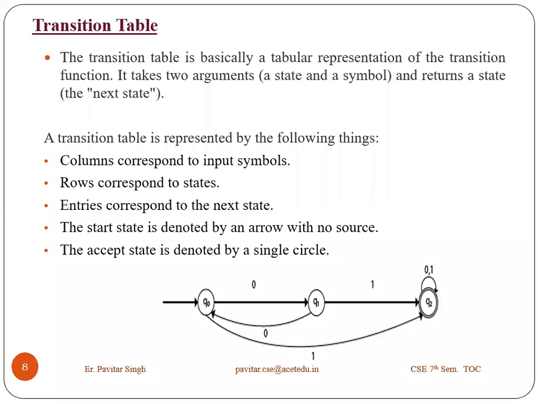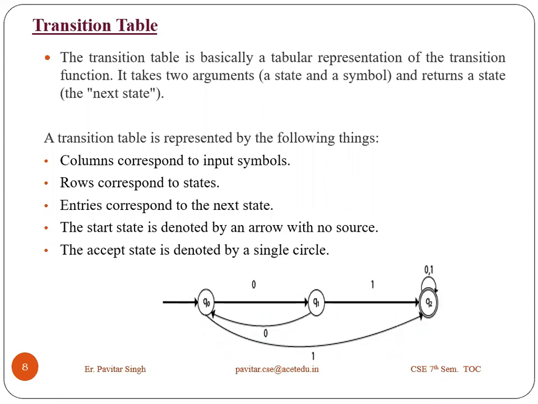The start state, that is your initial state, is denoted by an arrow with no source. So this is your initial state, that is your start state. And this is your final state. The final state is also called an accepting state or accept state, which is denoted by a single circle. So let's make the table for the given diagram which is shown in front of you.